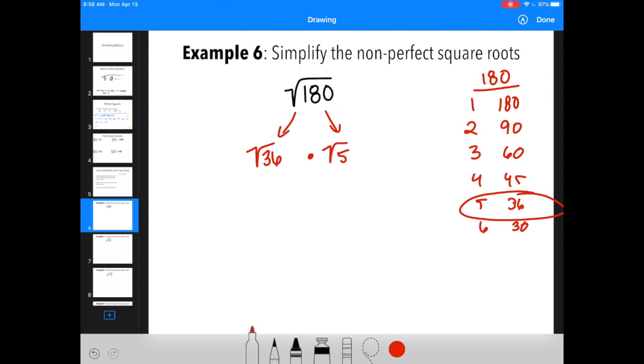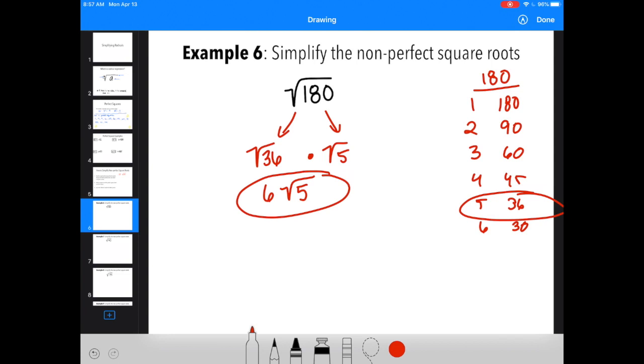Does the square root of 36 simplify? Yes. That's 6. Does the square root of 5 simplify? Yeah. Oh, I'm sorry. I don't know what I'm thinking. Square root of 5 does not simplify. So that just drops down. And my final answer is 6 square root 5.